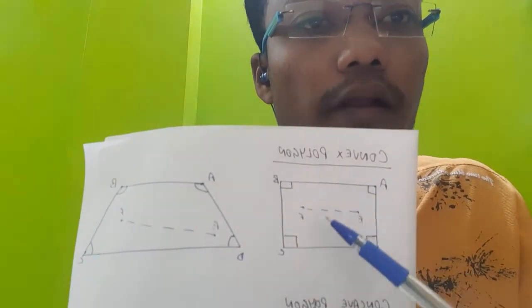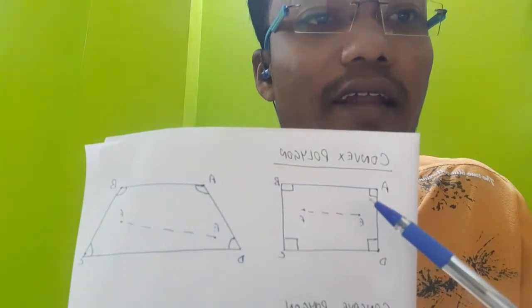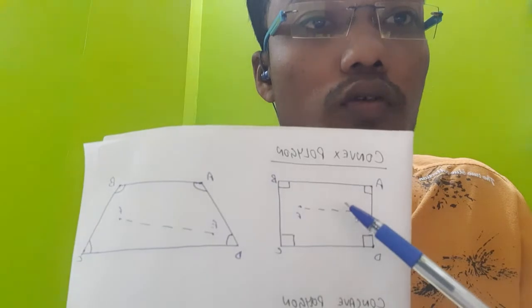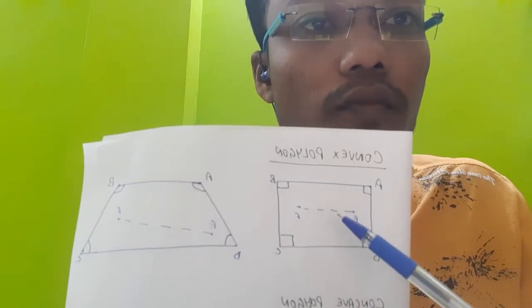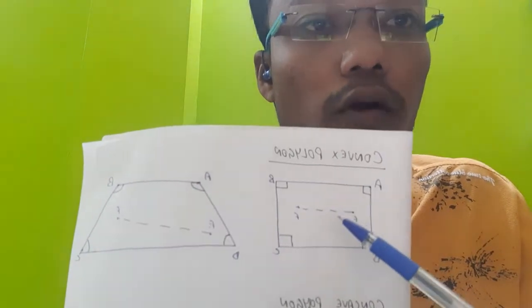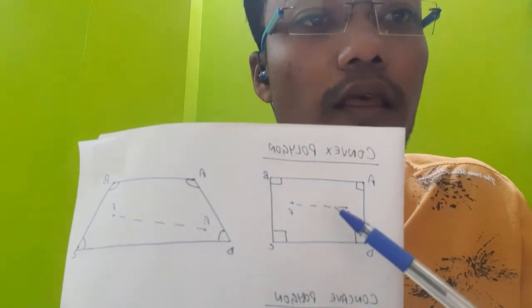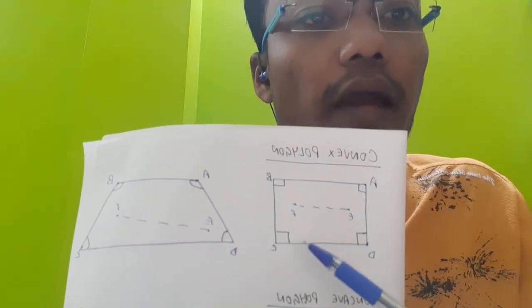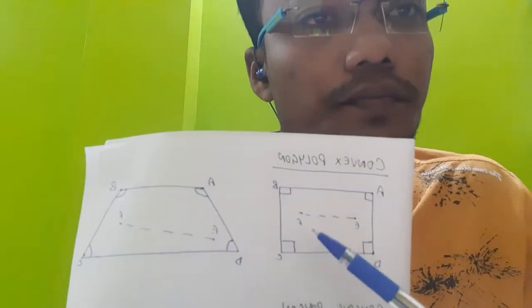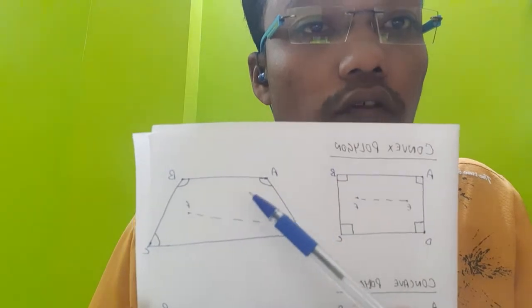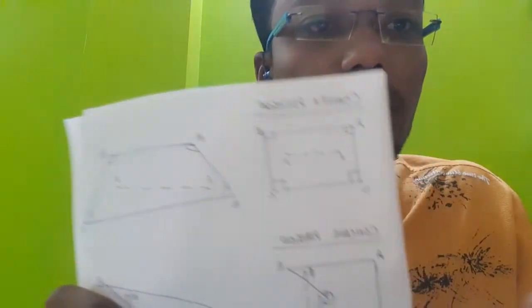This is the basic criteria for any figure to be a polygon. And in this particular polygon, all the interior angles are less than 180 degrees. So this is the basic criteria for a polygon to be a convex polygon. In this particular polygon ABCD, you can see angle A, angle B, angle C and angle D all are less than 180 degrees. Similarly, in this figure also we have all the angles less than 180 degrees.